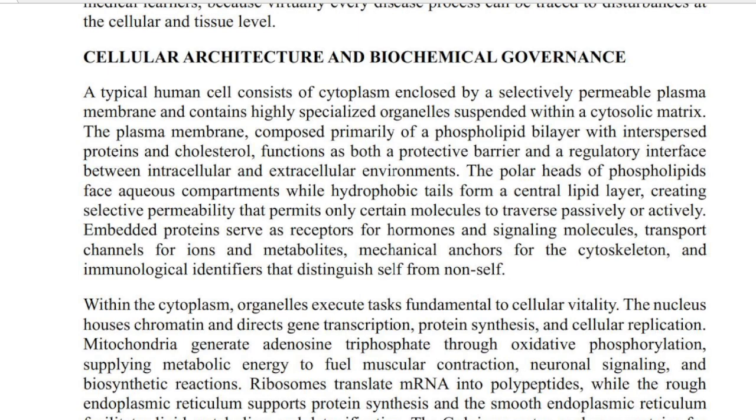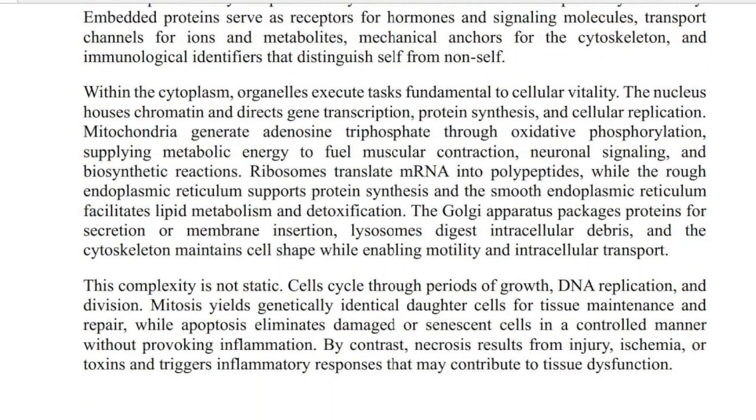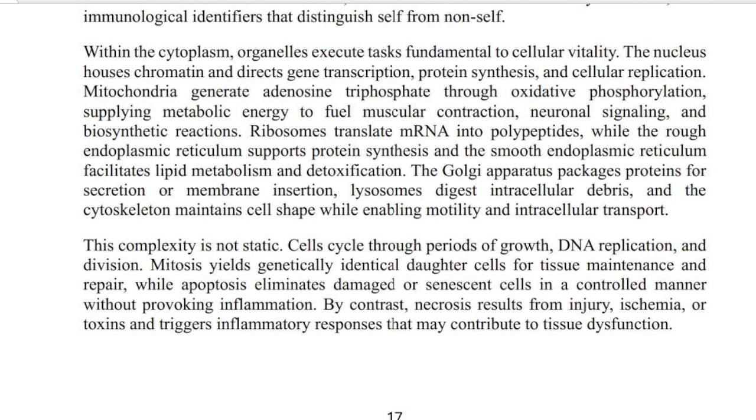Embedded proteins serve as receptors for hormones and signaling molecules, transport channels for ions and metabolites, mechanical anchors for the cytoskeleton, and immunological identifiers that distinguish self from non-self. Within the cytoplasm, organelles execute tasks fundamental to cellular vitality. The nucleus houses chromatin and directs gene transcription, protein synthesis, and cellular replication. Mitochondria generate adenosine triphosphate through oxidative phosphorylation, supplying metabolic energy to fuel muscular contraction, neuronal signaling, and biosynthetic reactions.